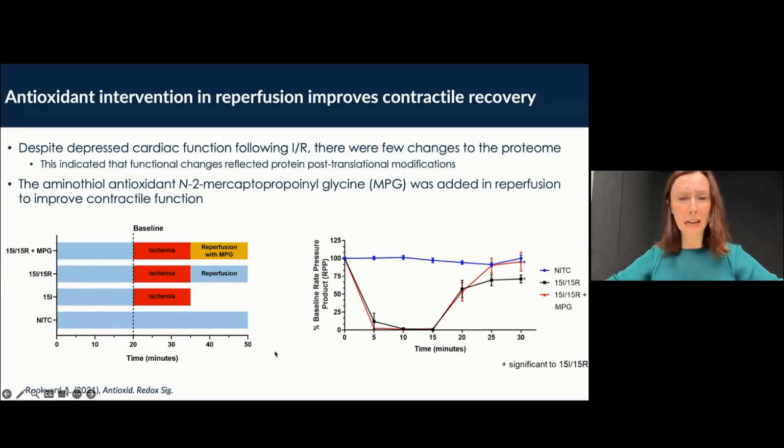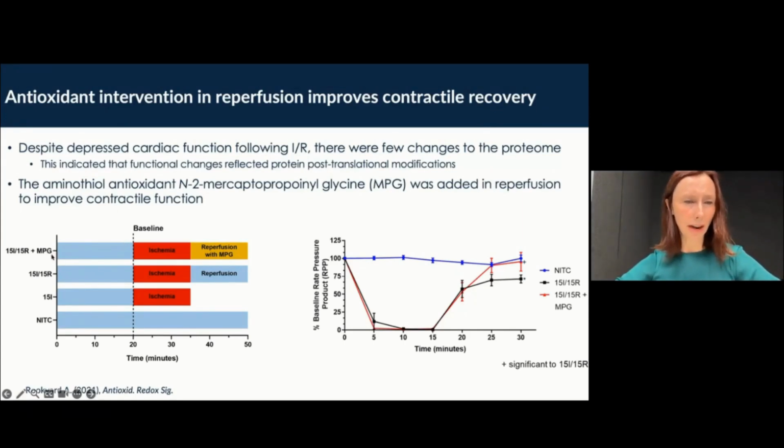So we used our Langendorff system really nicely to infuse our antioxidant known as mercaptopropionyl glycine, or MPG. This was added solely in our reperfusion protocol to improve contractile function and to assess our contractile function. You can see here our different protocols that were considered in this paper published by one of my really talented PhD students, Alex.